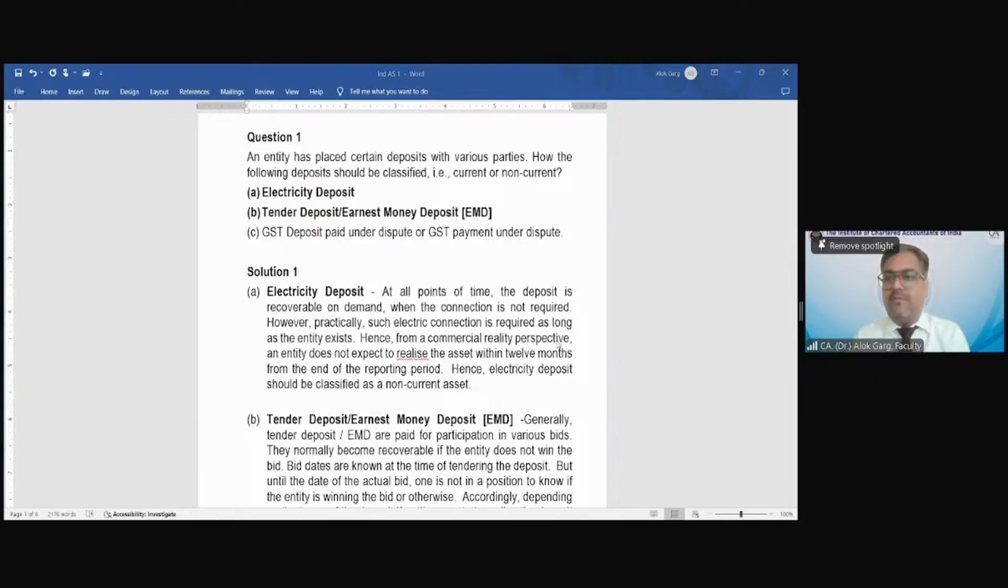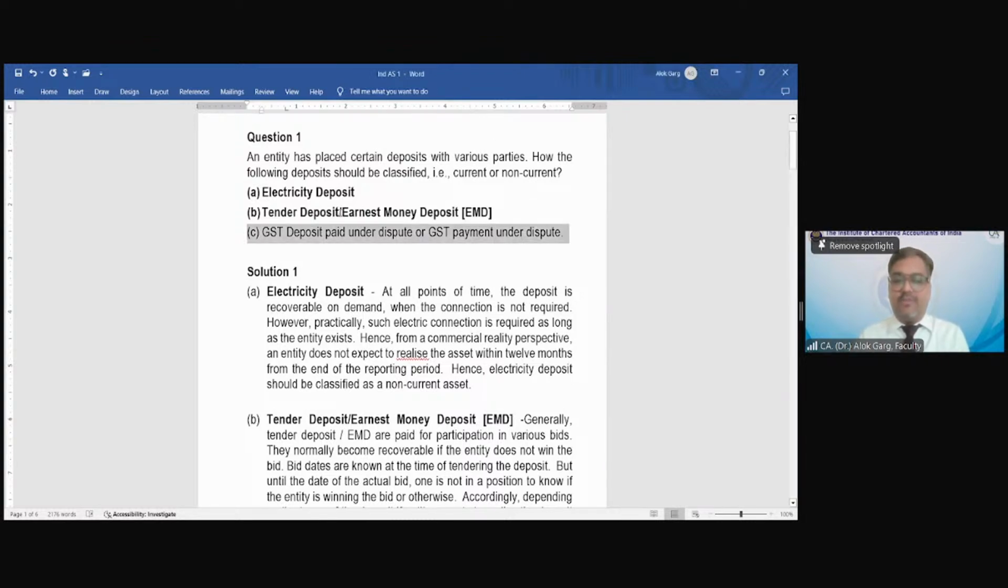31st March. You have to see on the balance sheet date because this current and non-current classification has to happen on 31st March. The balance sheet always reflects the statement of financial position. It should always be as at that date. Okay, 31st March. Very good.